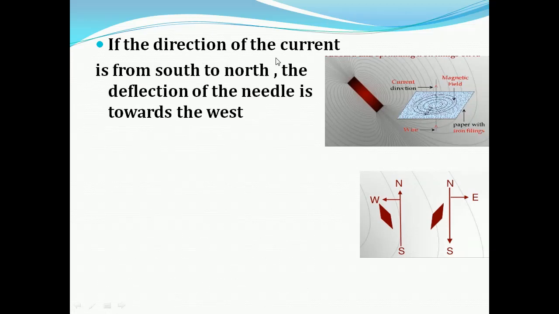So if the direction of the current is from south to north, the deflection of the needle is towards the west. Understood? If the direction of the current is from north to south, the deflection of the needle is towards the east. And if the direction of the current is from south to north, the deflection of the needle will be towards the west.